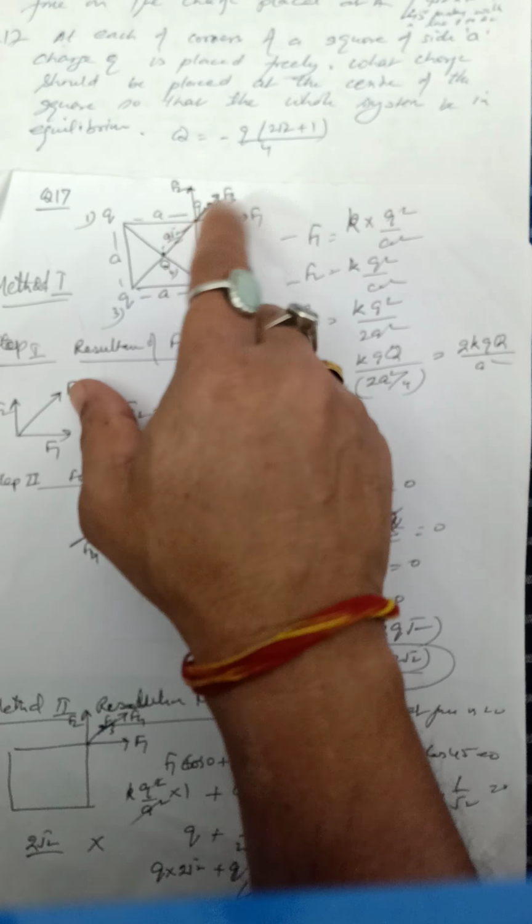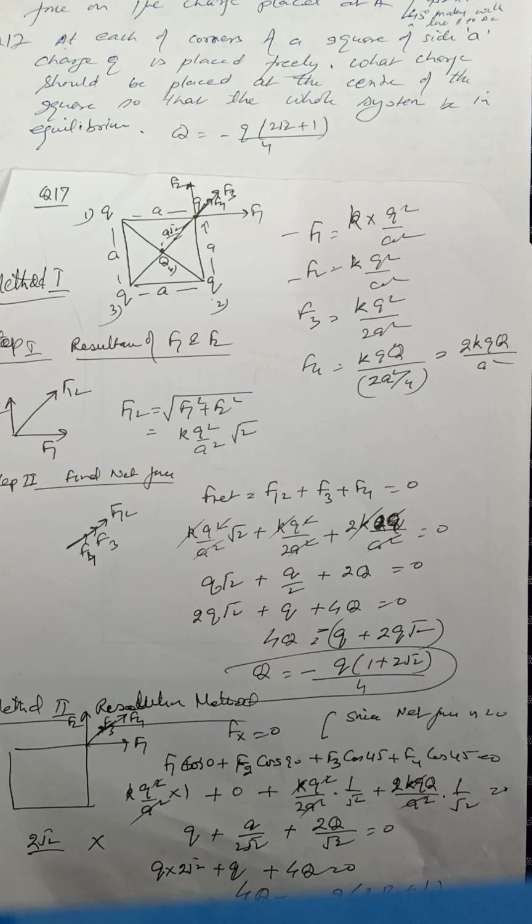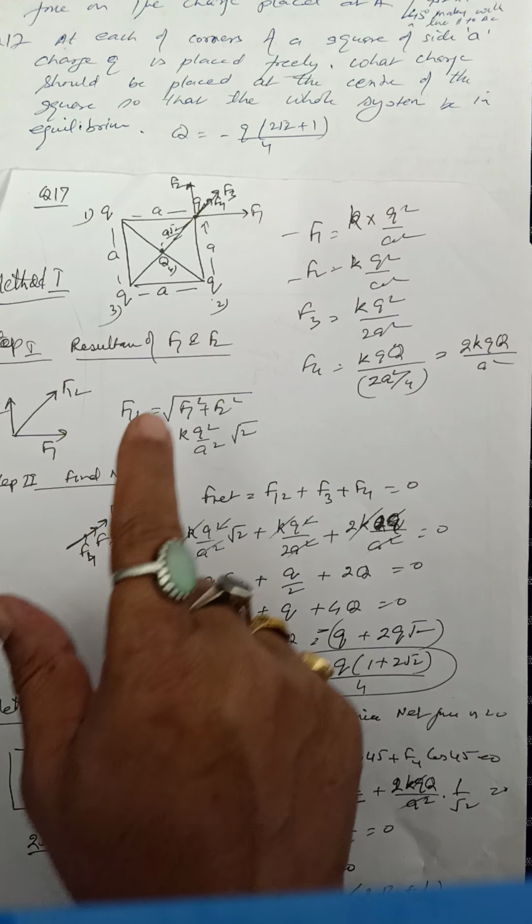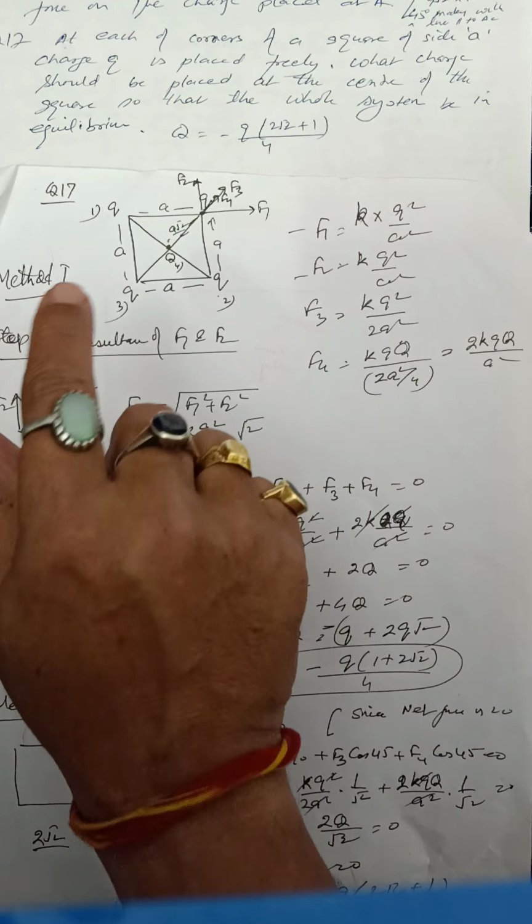We have calculated the values of the forces. In place of 9 times 10 power 9, we have written K. So F1 is K q square by A square, where A is the distance between the first charge and the selected charge. F2 is also K q square by A square. F3 is the force applied by Q3. The distance between the two corners is A root 2, so the force is K q square by A root 2 whole square, which becomes 2A square.